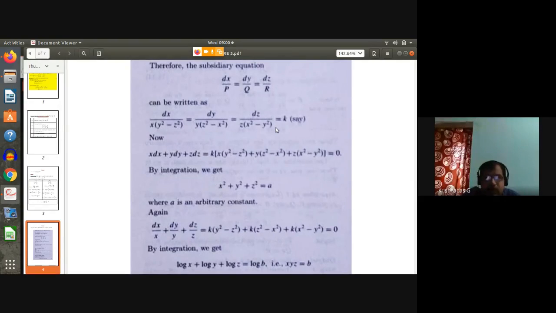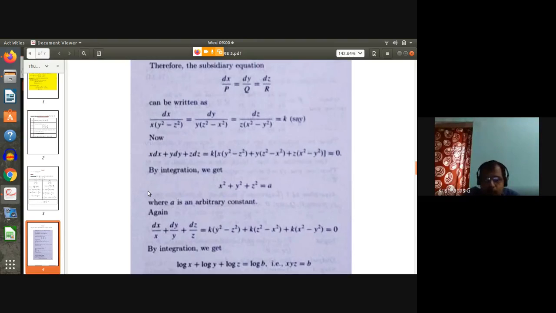So what we get is x dx plus y dy plus z dz equal to 0. On integrating that, because we can equate this x dx plus y dy plus z dz equal to 0.